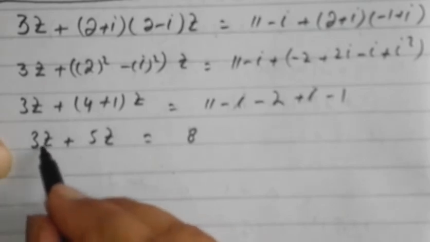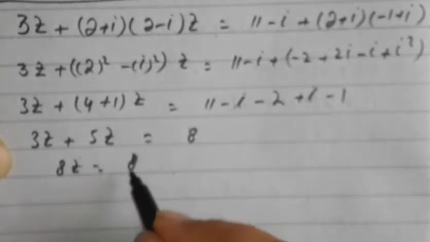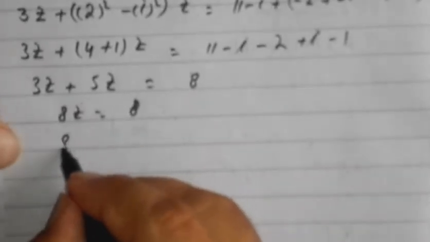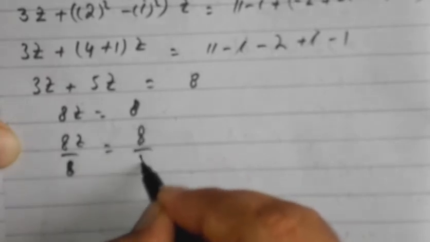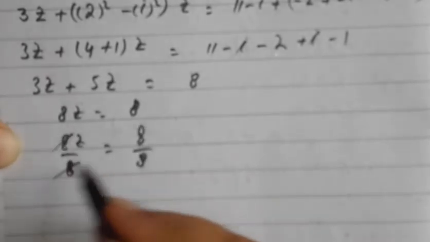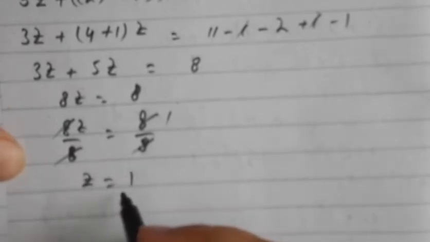Here we get 8z equals to 8, divide both sides by 8, 8z divided by 8, 8 divided by 8, 8 cancels with 8, z equals to 1. Now put the value of z which is 1 in equation 1, this one. So put z equals to 1 in equation 1.